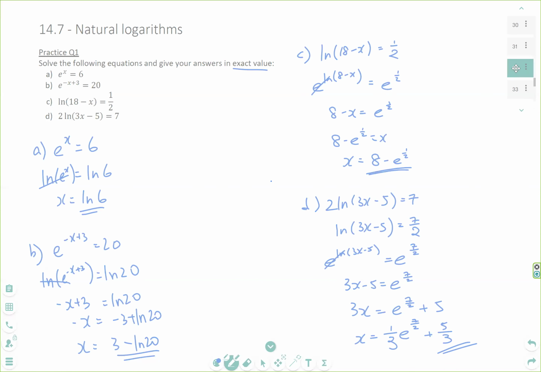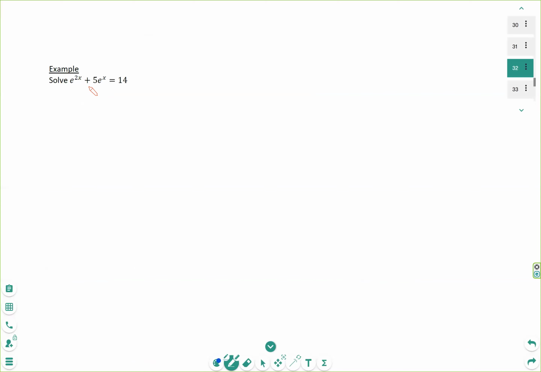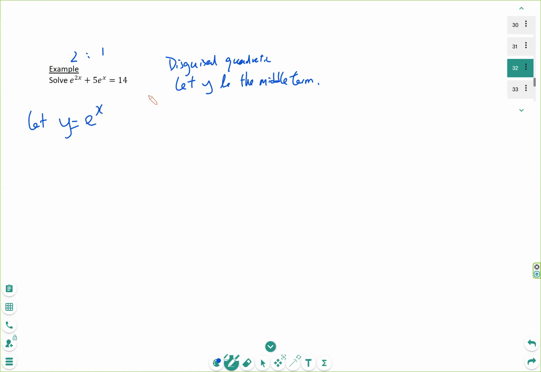Okay, more. e to the power of 2x plus 5 e to the power of x equals 14. Hopefully you recognize this is a disguised quadratic, because the powers are 2 to 1. If you look at the powers, it's 2x and x. So what can we do? In a disguised quadratic, you let y be the middle term. So we let y equal e to the power of x. So e to the power of 2x becomes y squared, plus 5y equals 14.